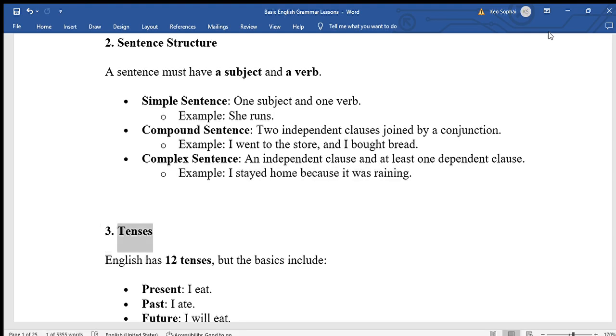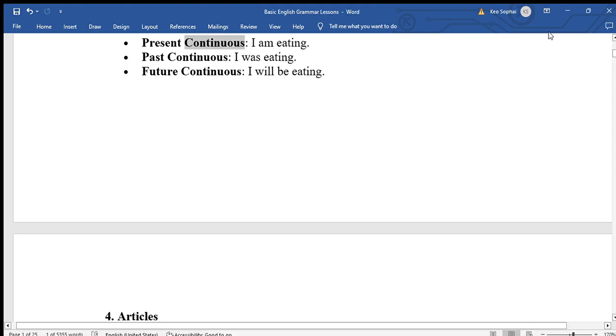3. Tenses. English has 12 tenses, but the basics include present, I eat. Past, I ate. Future, I will eat. Present continuous, I am eating. Past continuous, I was eating. Future continuous, I will be eating.